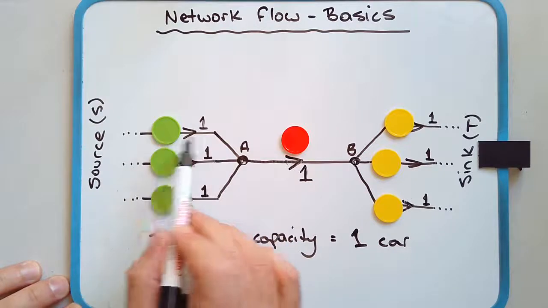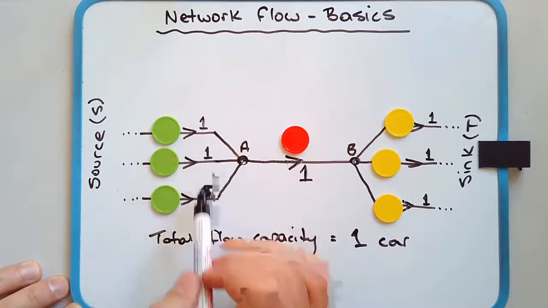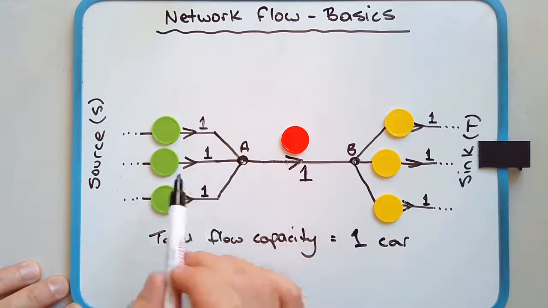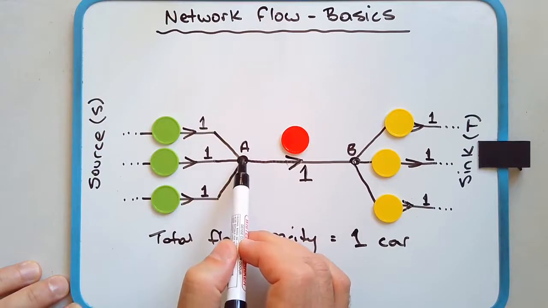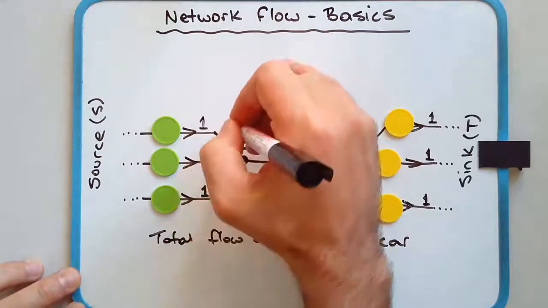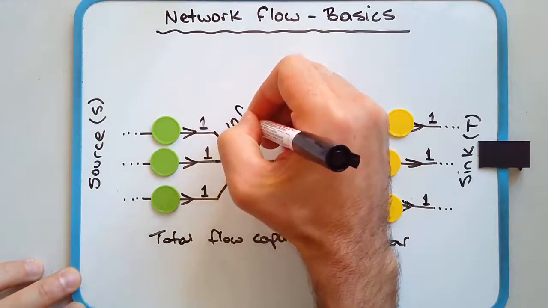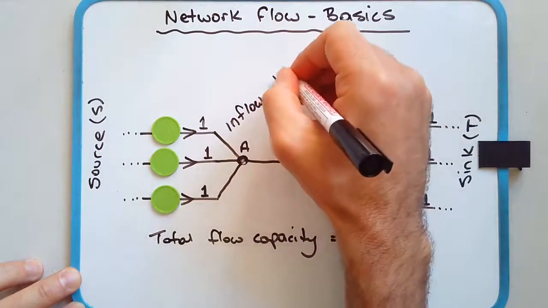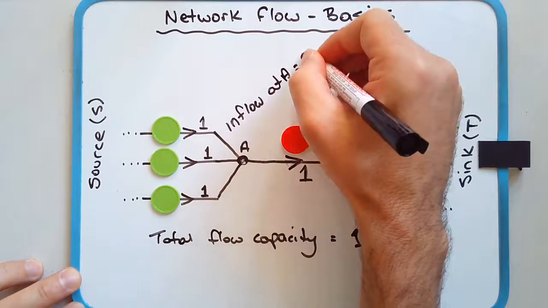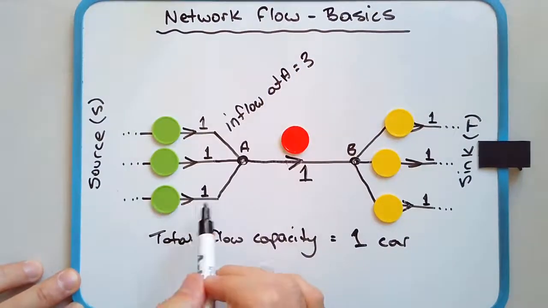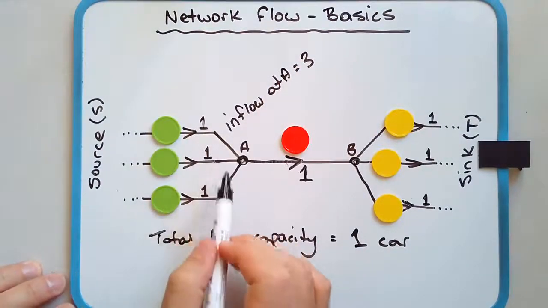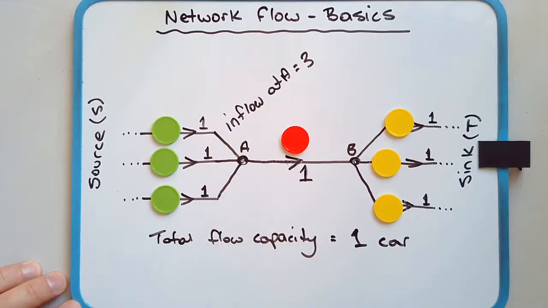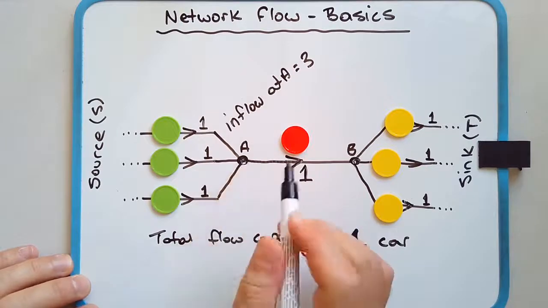So we've got 3 lanes, and each of these lanes can carry 1 car, and they merge into vertex A. This is called the inflow. The inflow at A is in fact equal to 3, because each of these edges represents 1 car. Add them together, and we're getting 3 cars merging into one at vertex A.